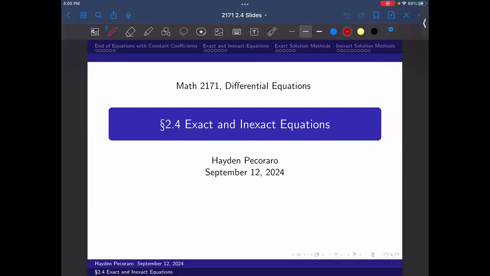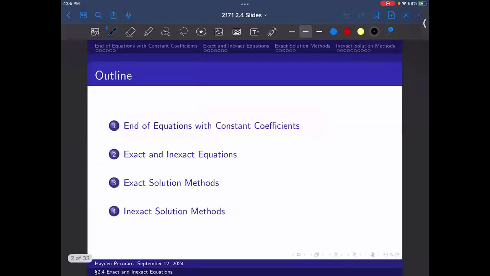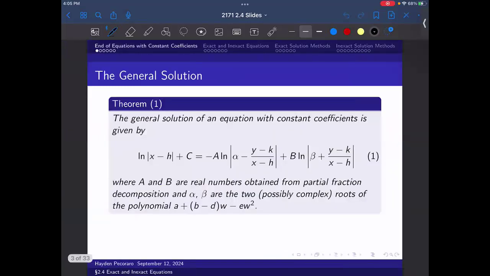Okay. Well, today we're going to get to exact and inexact equations, and this will be the end of chapter 2 for us. I saved these ones for the end because they're a little bit trickier. But we'll work through the details and hopefully understand what's going on with them. All right, so before we do that, I want to finish off constant coefficients because we didn't do the general solution.